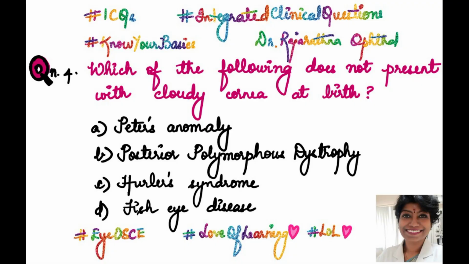Okay, question number 4. Which of the following does not present with cloudy cornea at birth? Now this is based on something that I discussed yesterday. You remember I gave you the STUMPED mnemonic. So I'm asking which is not presenting with cloudy cornea at birth. Option A, Peters anomaly: STUMPED, P is there. Then posterior polymorphous dystrophy is part of the ED, endothelial dystrophy. I said except Fuchs, everything else presents at birth. So this does not present at birth, so this is not the answer.